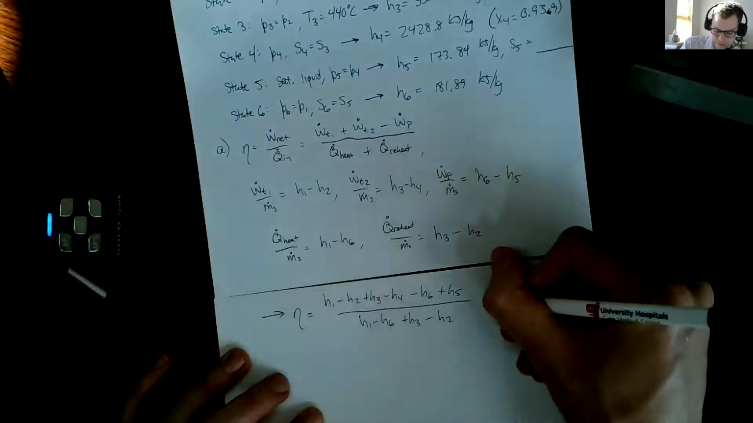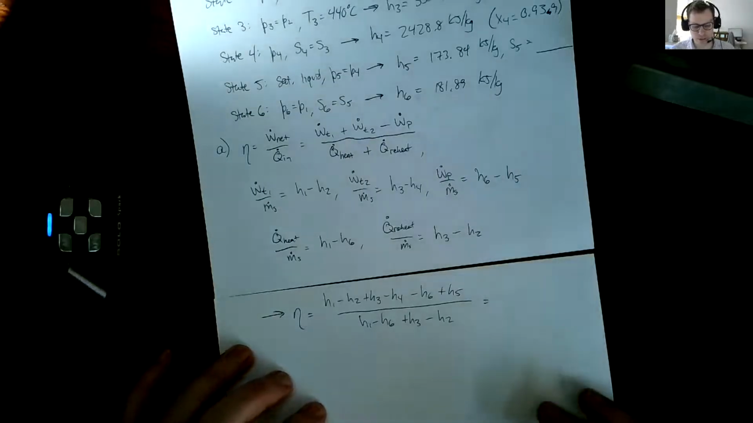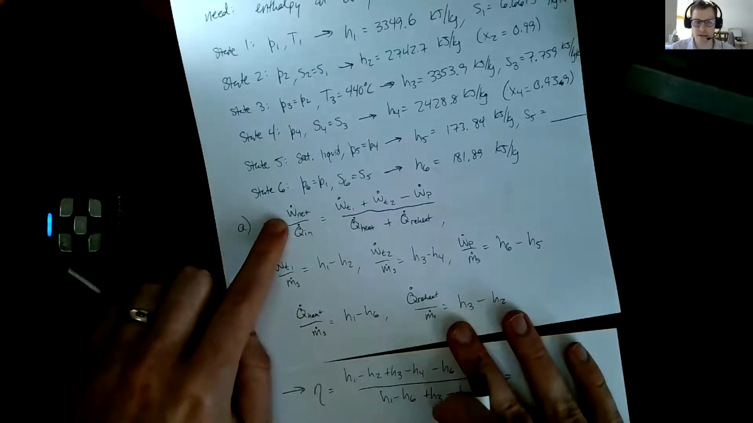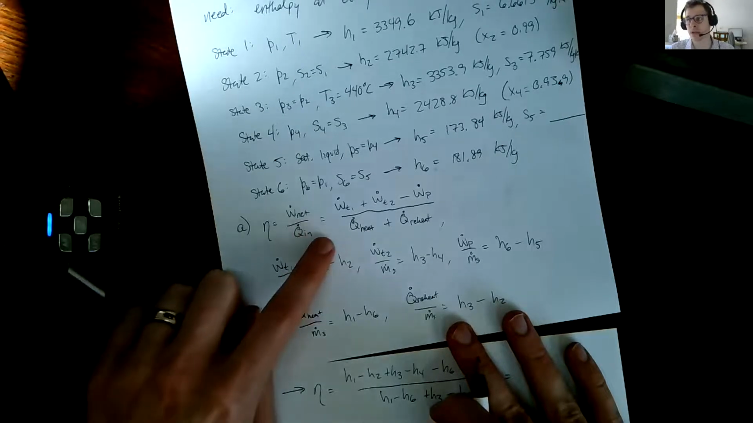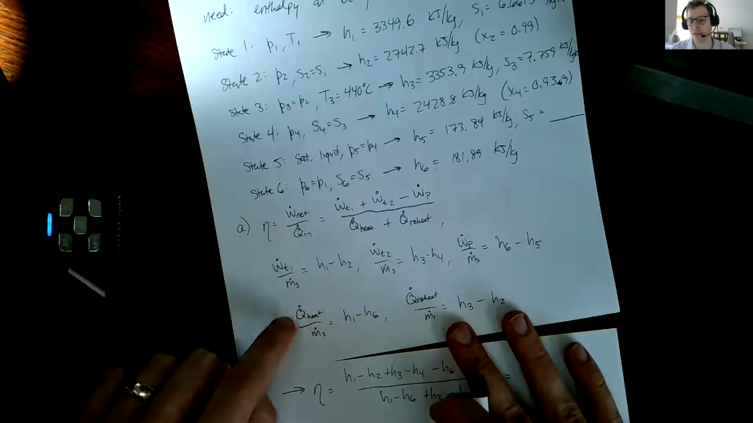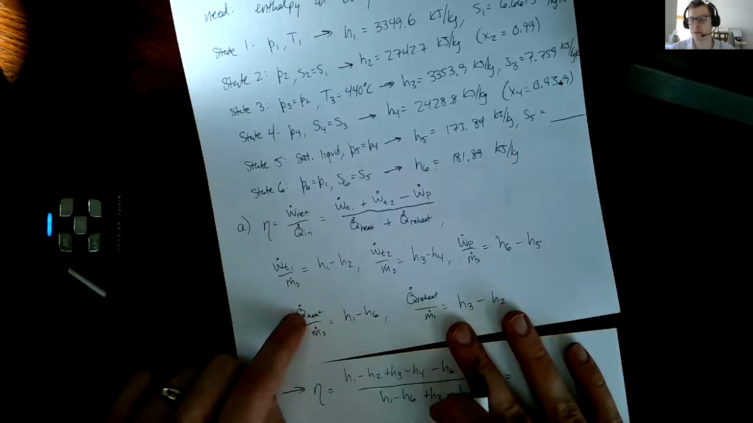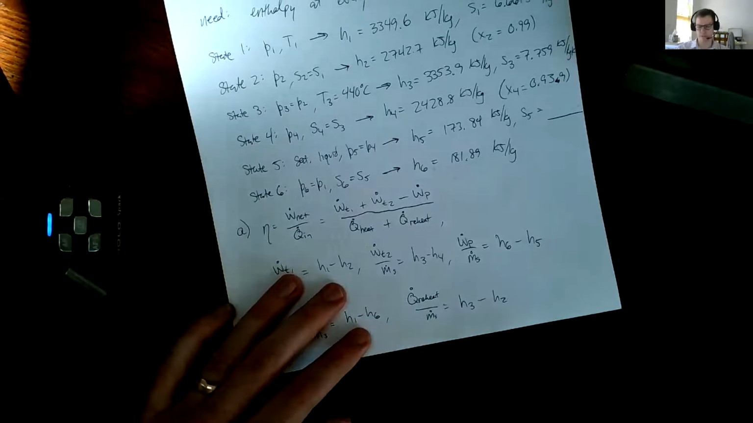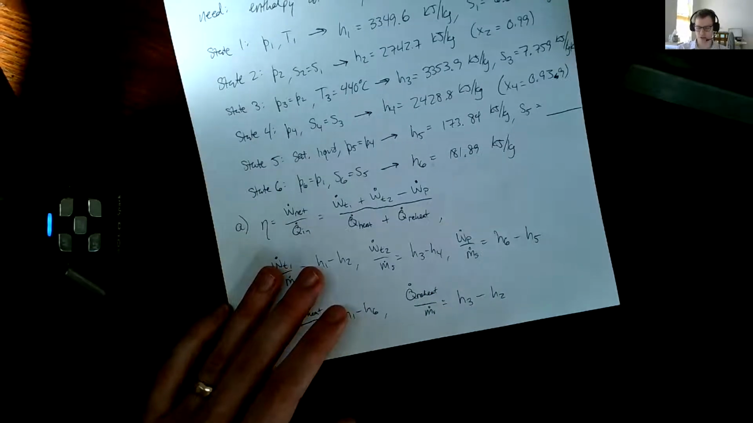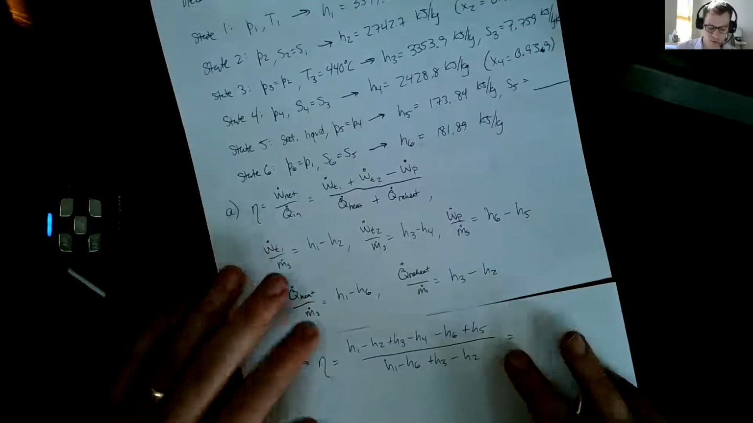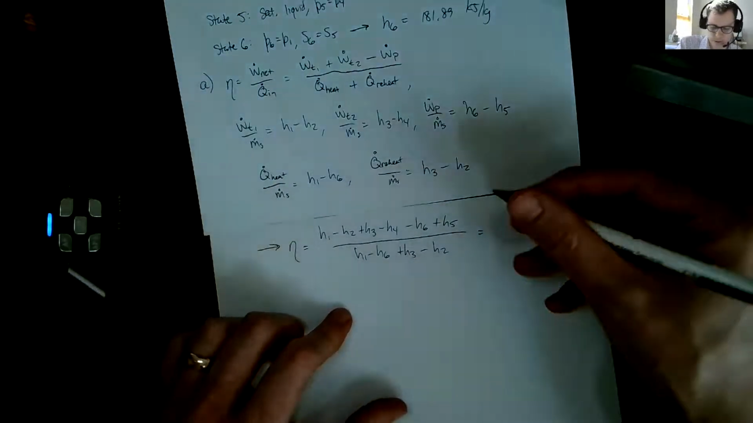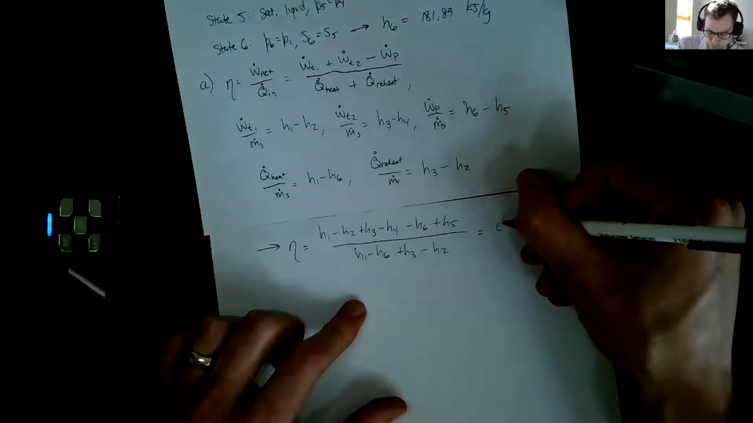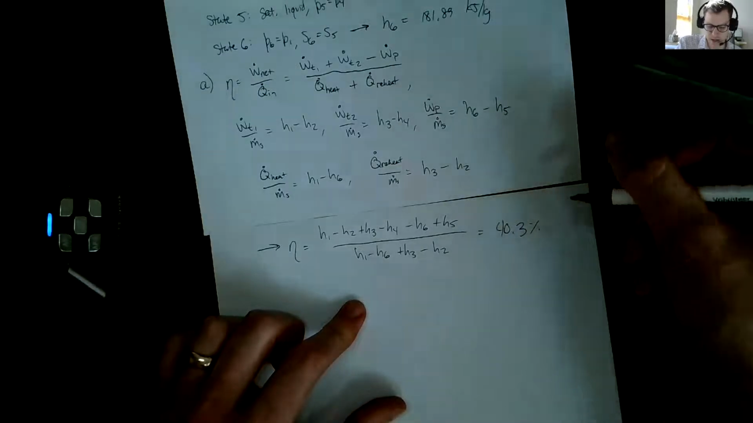Okay, and by the way, if you defined eta as Q in minus Q out over Q in, or 1 minus Q out over Q in, and then you came up with what the enthalpy expression for Q out is, which I think in this case is fairly simple, it's just H4 minus H5, you would wind up with the same expression. The algebra would work out such that you get the same expression here. And so this works out to be 40.3%.